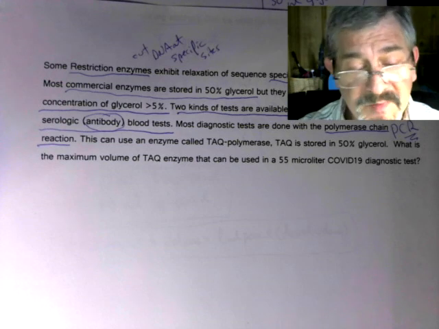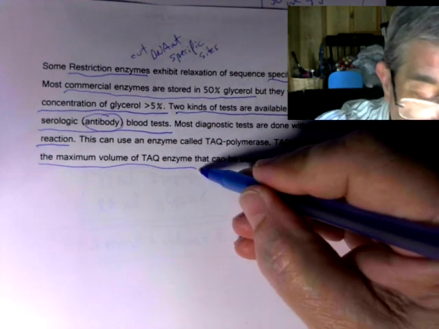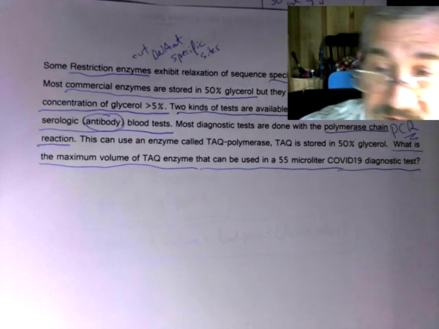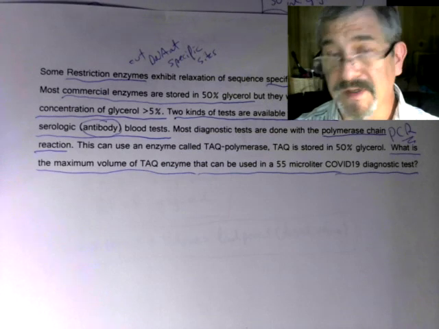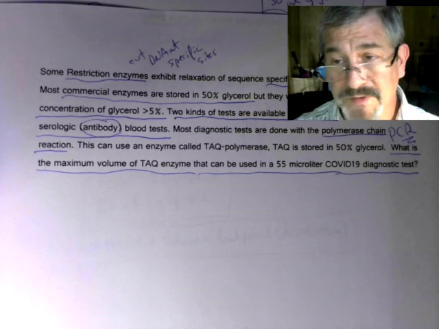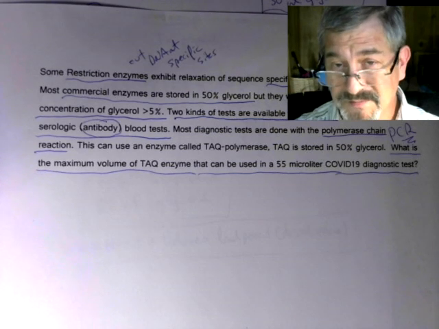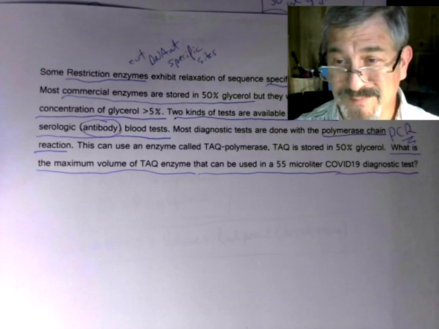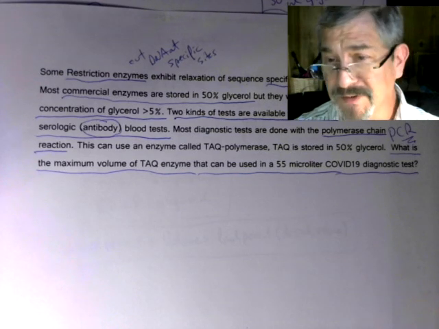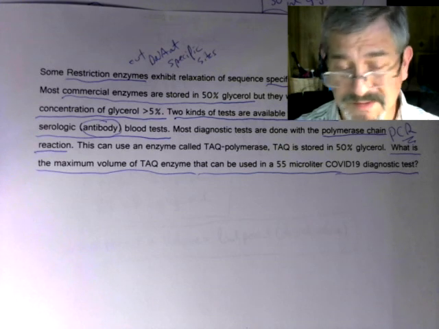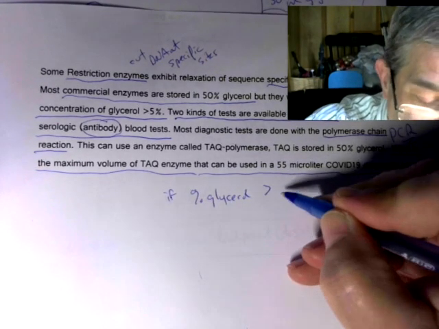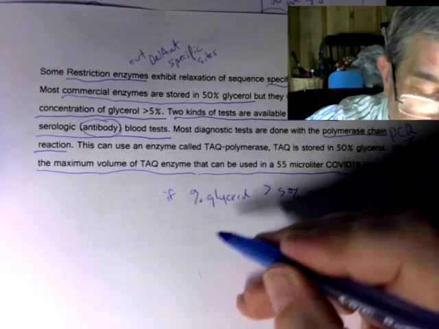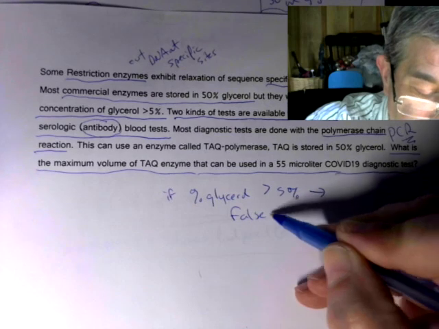What's the maximum volume of the enzyme that can be used in a 55 microliter COVID-19 diagnostic test? If you put too much enzyme in there, the glycerol concentration will be greater than 5% and the Taq polymerase will not work correctly and the person's test will not be correct. It didn't work. So if it didn't work, that's a negative result, but it would be what's called a false negative. So if the percentage of glycerol is greater than 5%, then you would get a false negative.